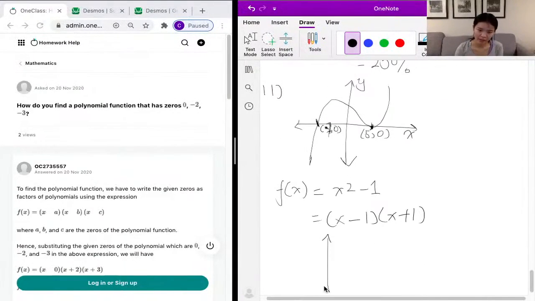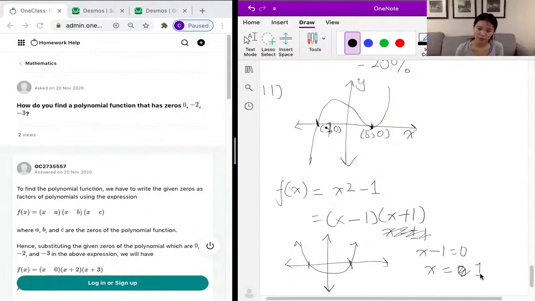Now, let's quickly draw this function. We know the function would look like this because if the x is positive, that means it is concave up. And how do we find those two coordinates? We know that x equals positive 1 or negative 1, because when x minus 1 equals 0, that's when the function equals 0. So x minus 1 equals 0, which means x equals 1.